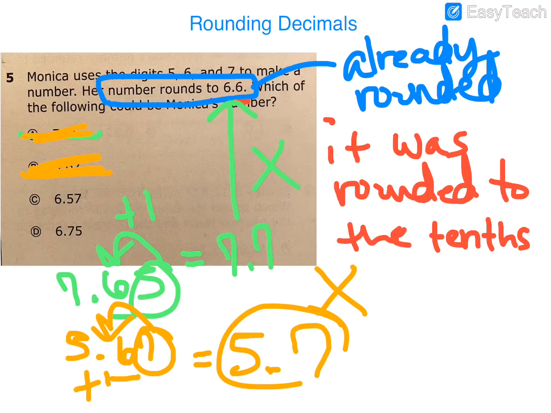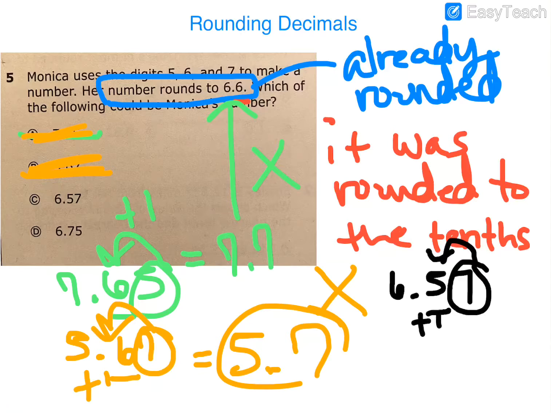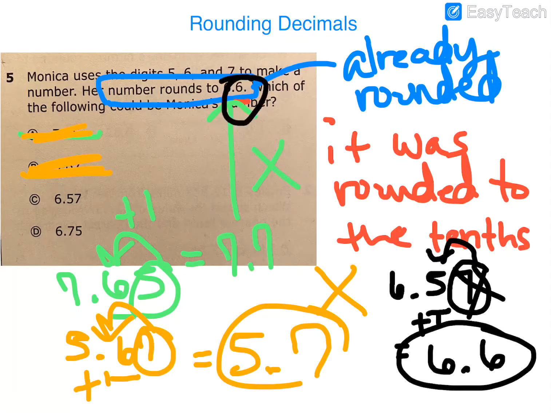So let's look at letter C and letter D to see what is going to be the best answer. We have 6 and 57 hundredths. If we underline the tenths, circle the number behind it to see if it is 4 or less or 5 or more. 7 is more than 5, which means our 5 would get 1 more, and the 7 would go away. What would be that final number? Great, 6.6. That sounds like our answer, right?